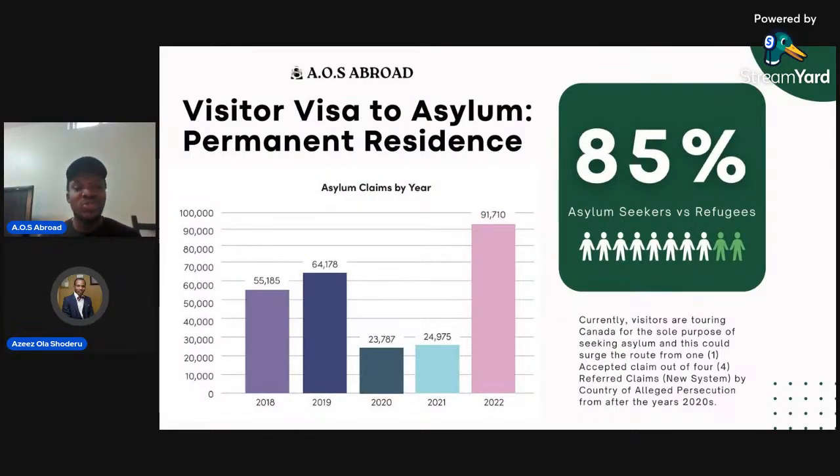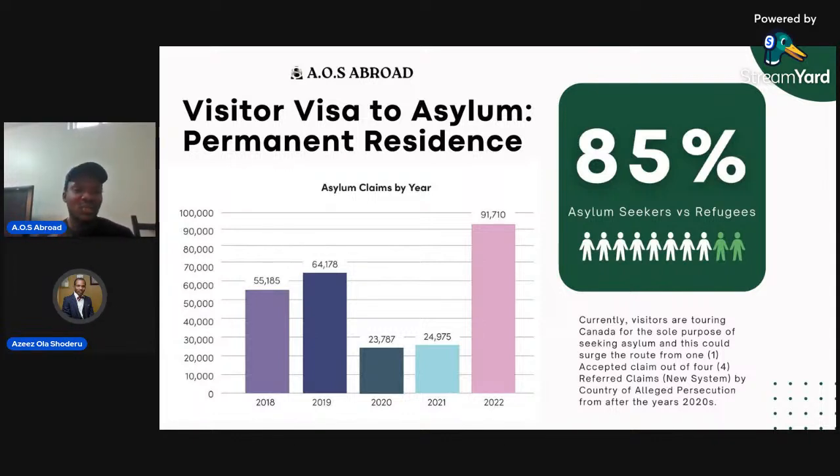Now, another pathway. Some people will ask how they can get permanent residence if they come in through a visitor visa. You can change your visitor visa to permanent residence through some of those programs we have talked about, like Express Entry, the PNP, RNIP and AIP, or go through asylum. And from 2022, a lot of people have been seeking asylum.